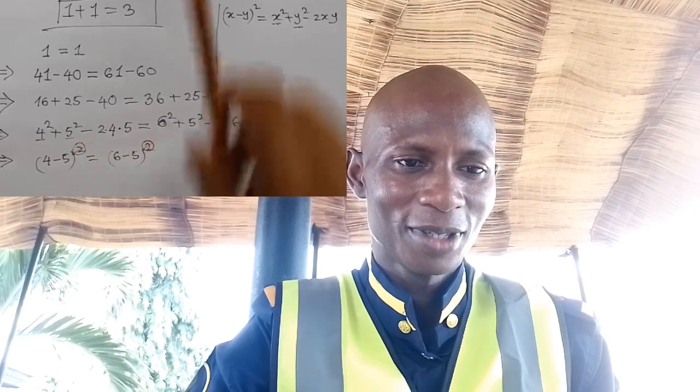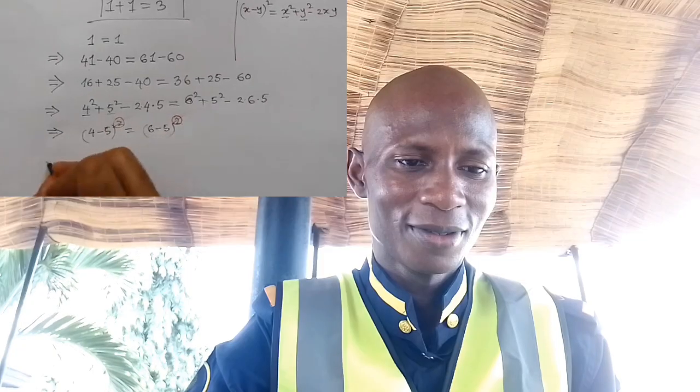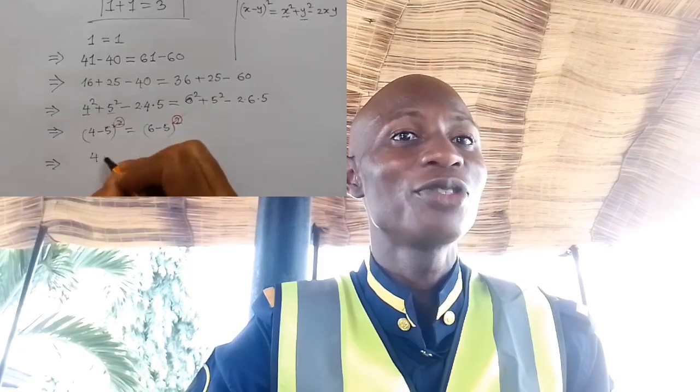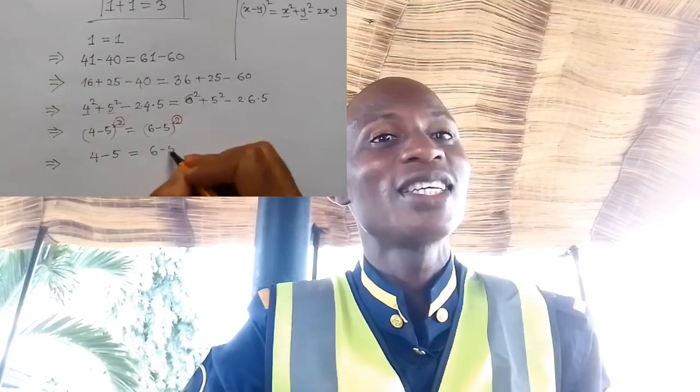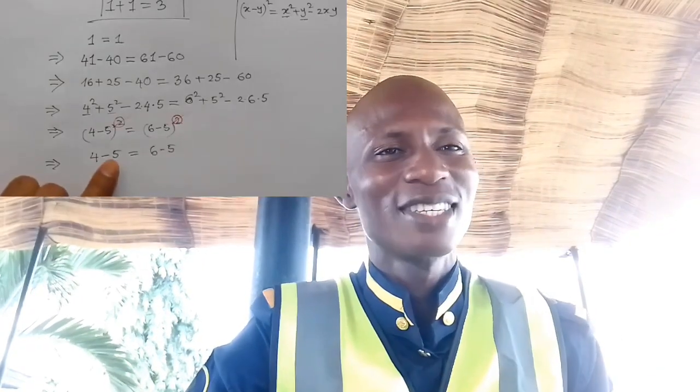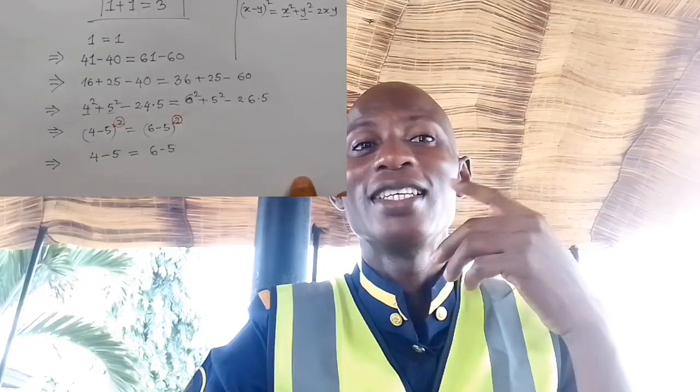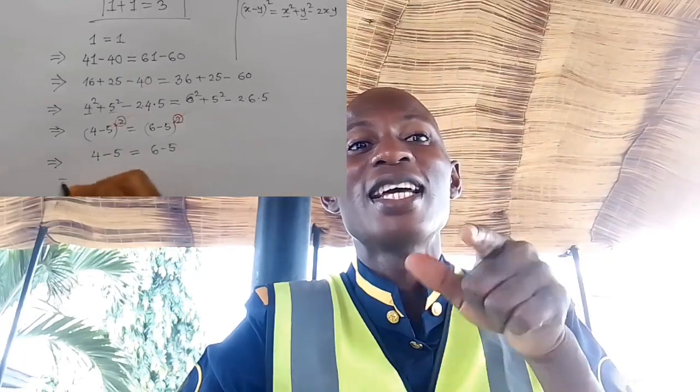I can eliminate them from both sides, and the remaining left hand side is 4 minus 5, and the right hand side is 5 minus 4. Many mathematicians are using it, but they can't find the mistake. That's where the mistake is. There's no other place.